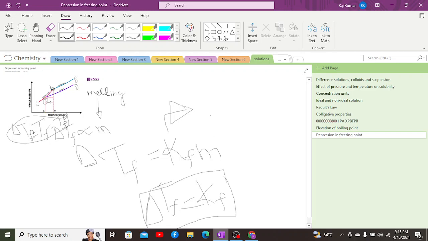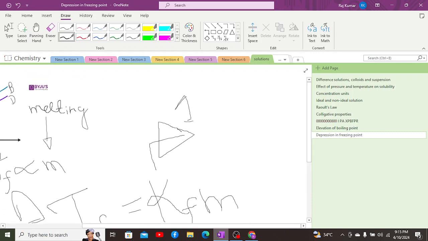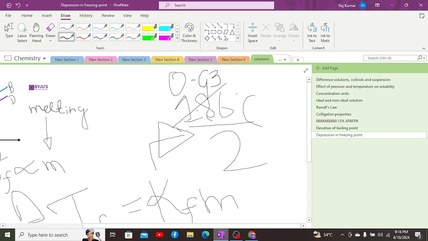For water, the depression in freezing point is around 1.86 degrees centigrade. If we are taking a 0.5 molal solution of any compound in water, at that moment we divide it by 2, and whatever the answer would be, we write it. I believe it would be 0.93 something. So 0.93 centigrade would be the depression in the freezing point.